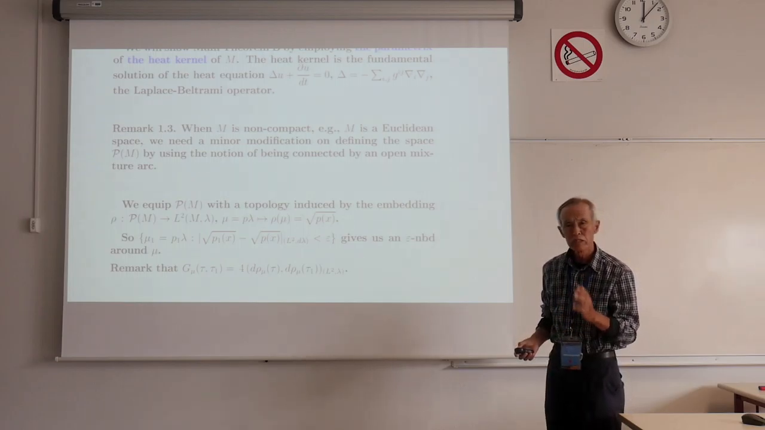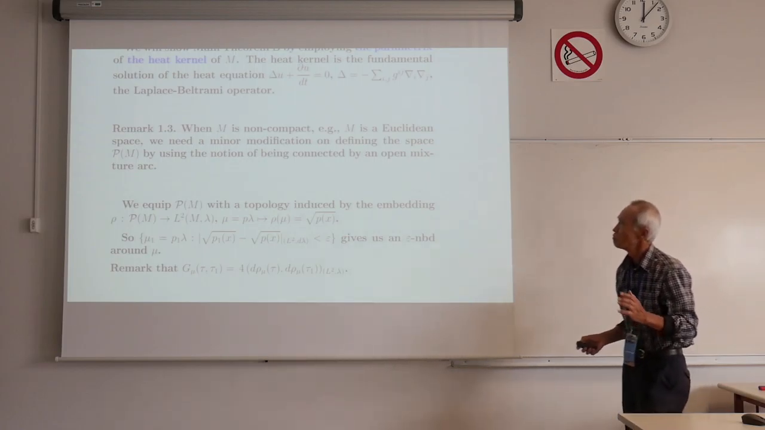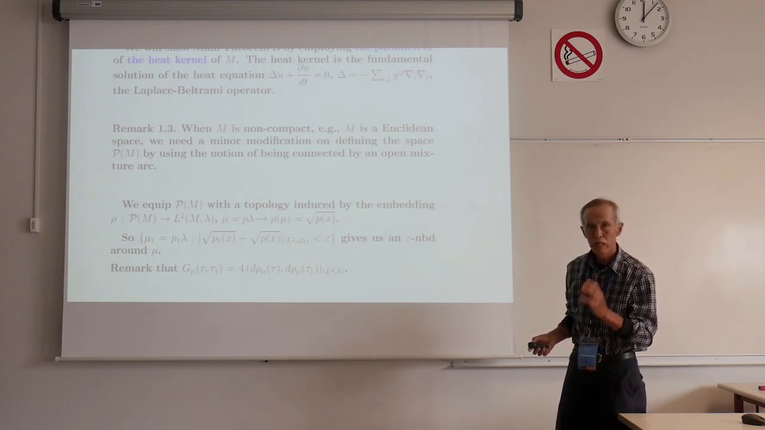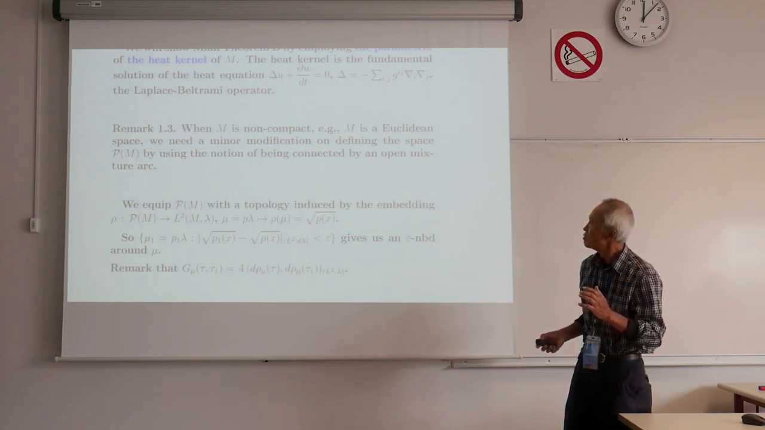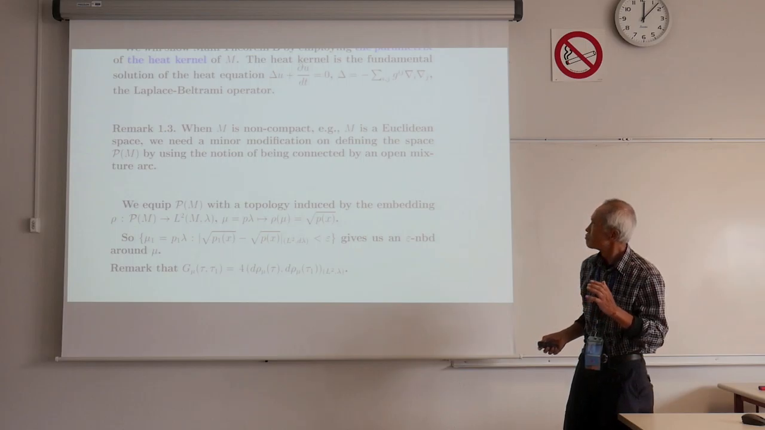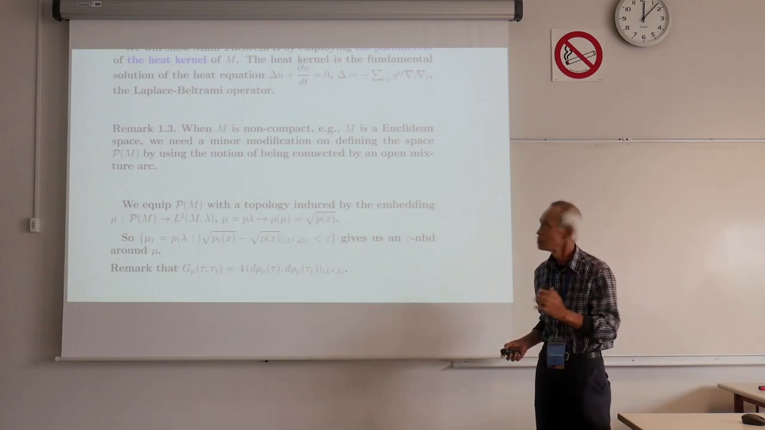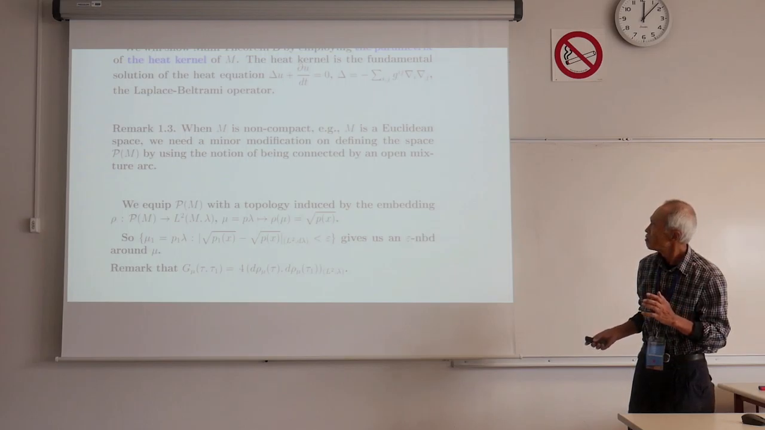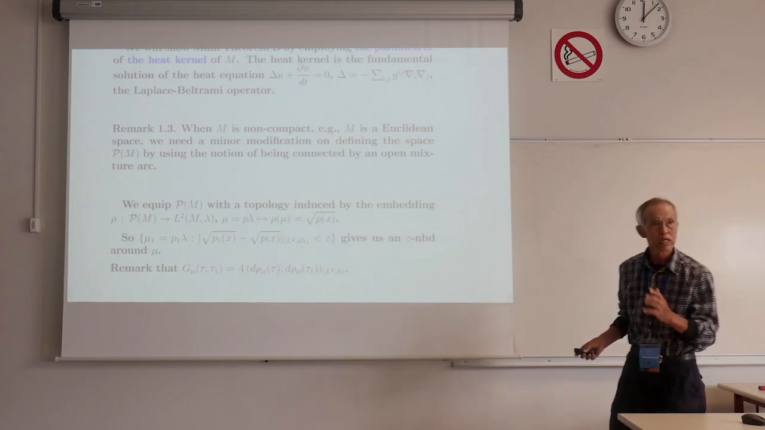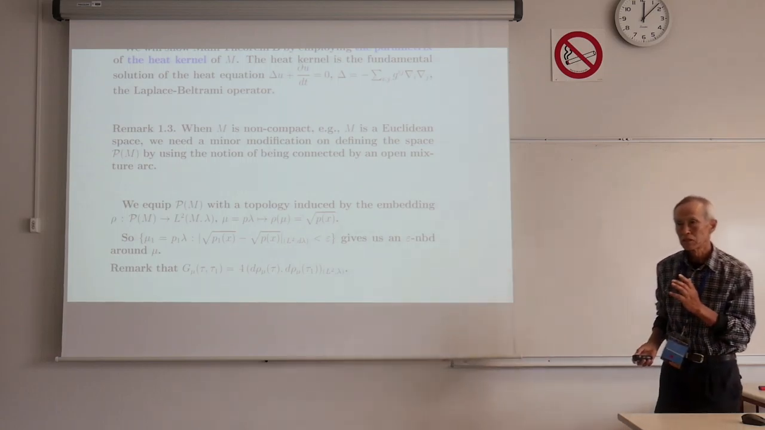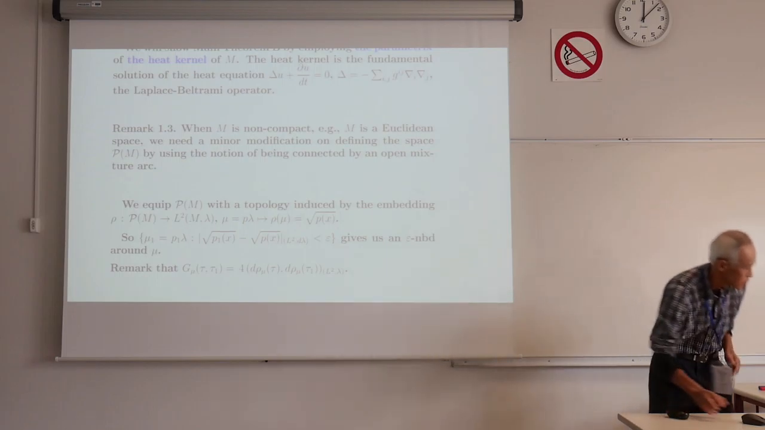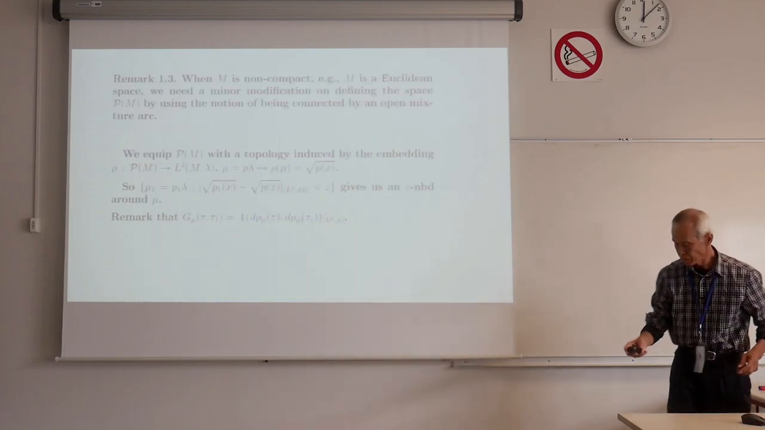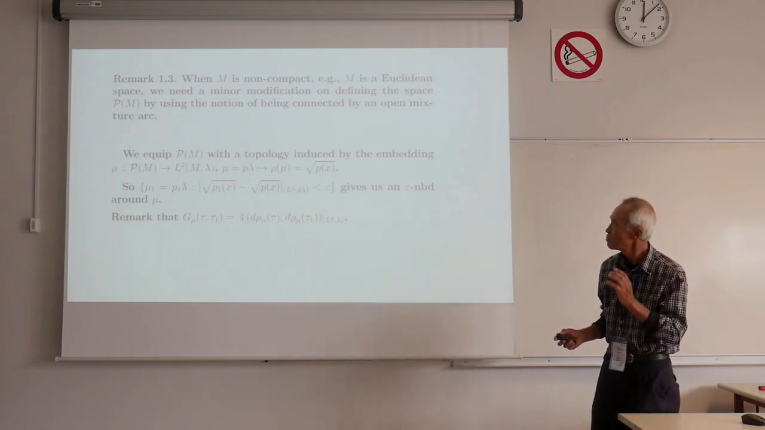I assume the manifold M is compact, but if M is a non-compact case, for example, M is a Euclidean space, we need a minor modification of the compact manifold case, and we can define the space of probability measures by using the connected sum by an open mixture arc. So we can apply almost the same argument. This is just a remark.